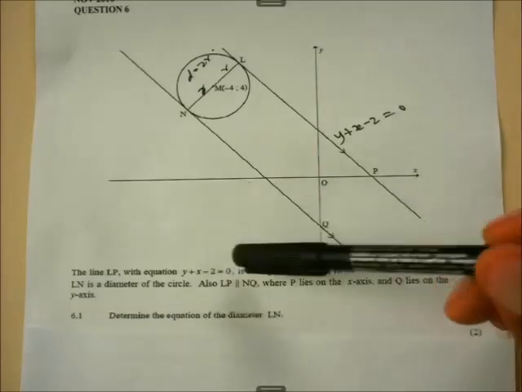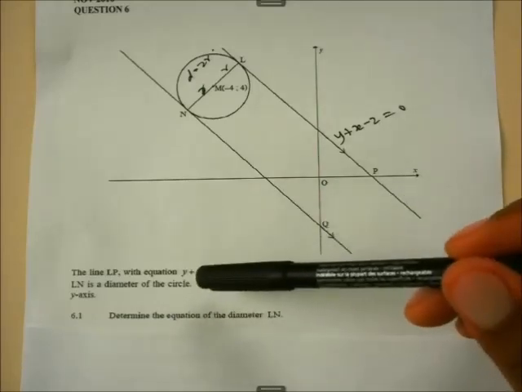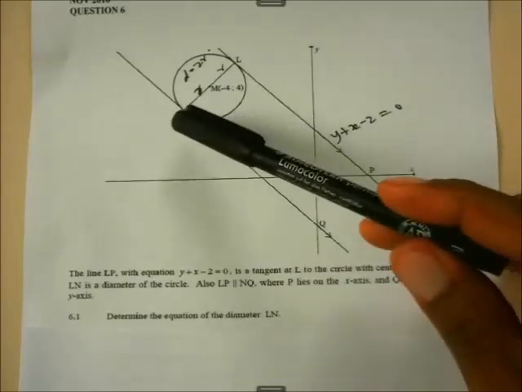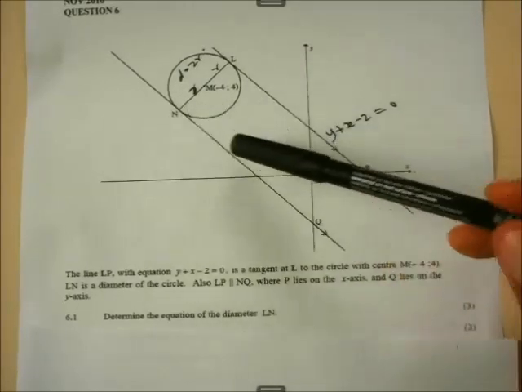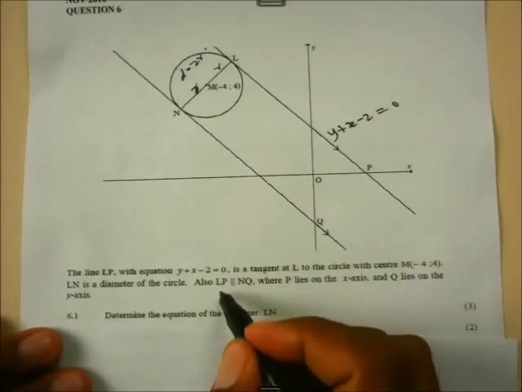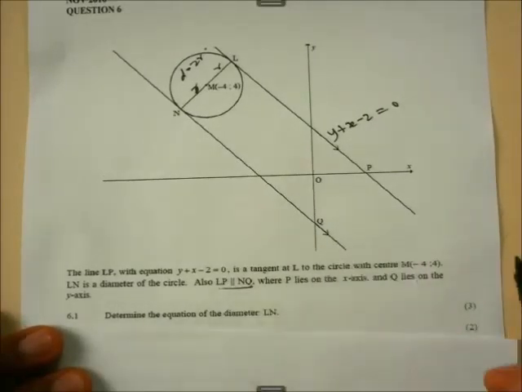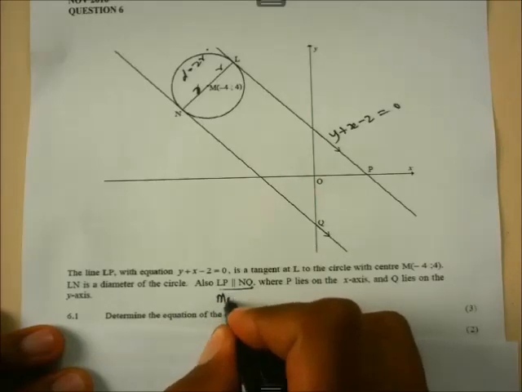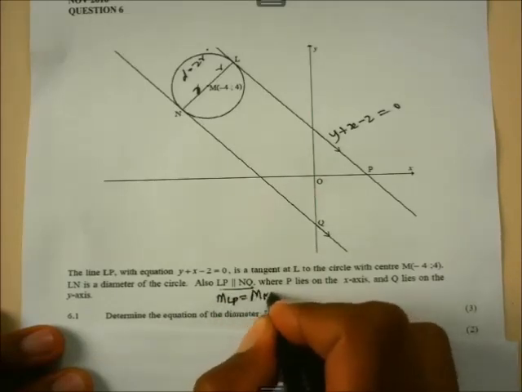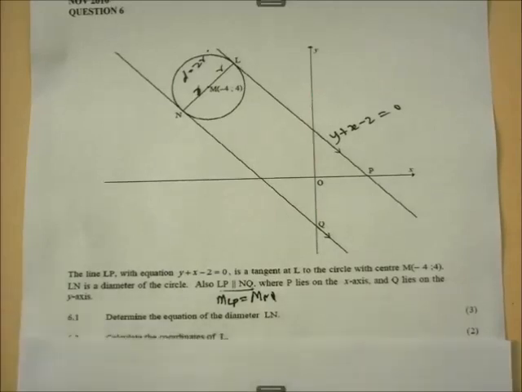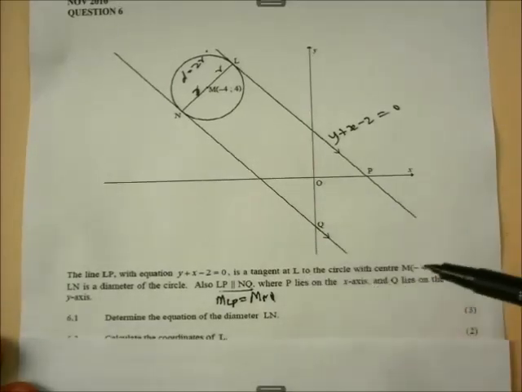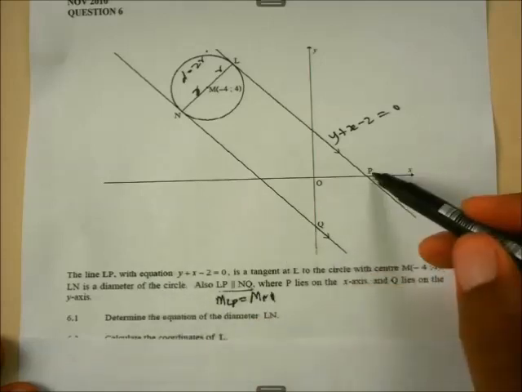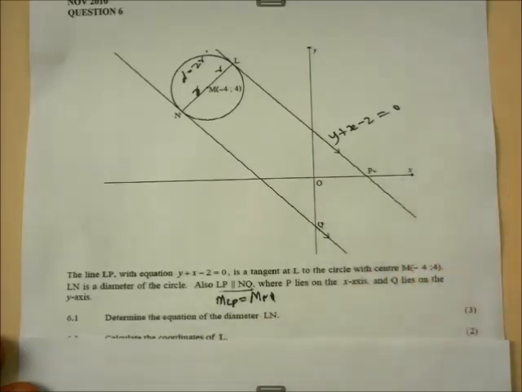Now from here we can go on to say they said LP is parallel to NQ. If lines are parallel, what do you know about parallel lines? Of course, I know that if lines are parallel, they have the same gradient. Will you agree with me that the gradient of LP is equal to the gradient of NQ? They also said P lies on the x-axis and Q lies on the y-axis.